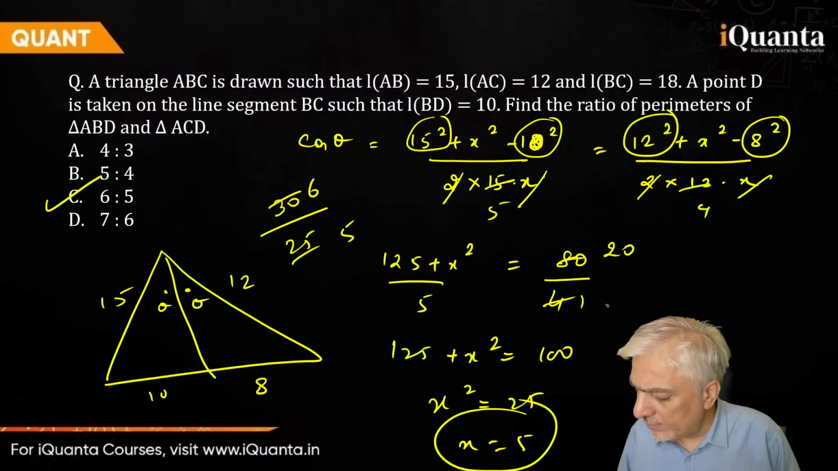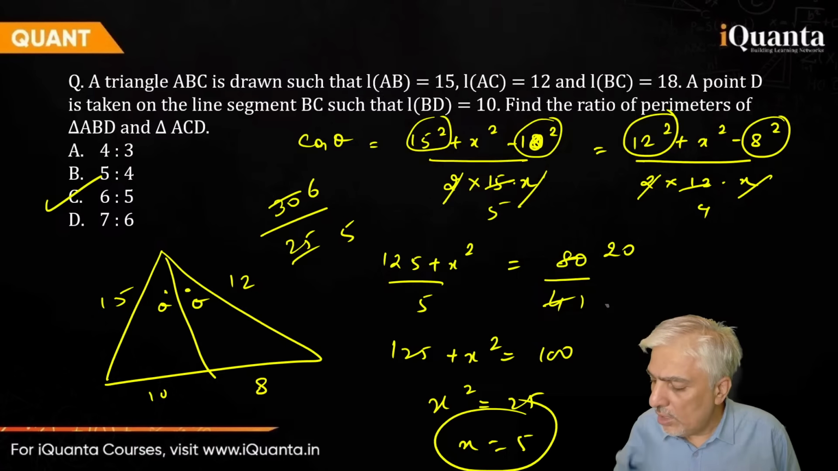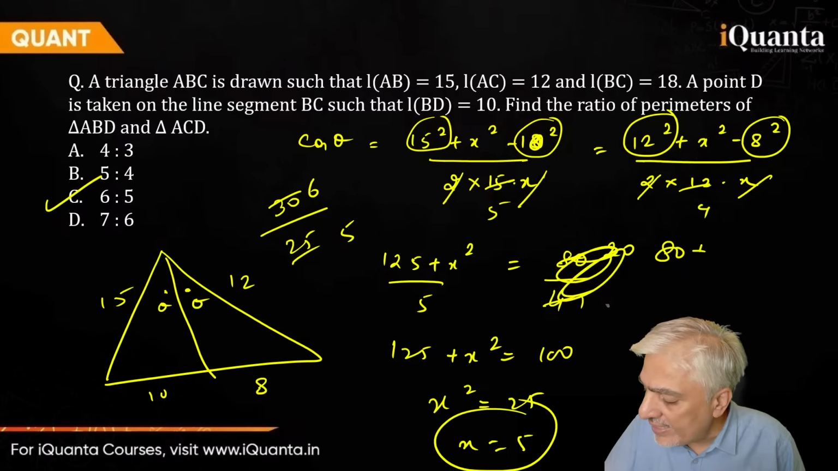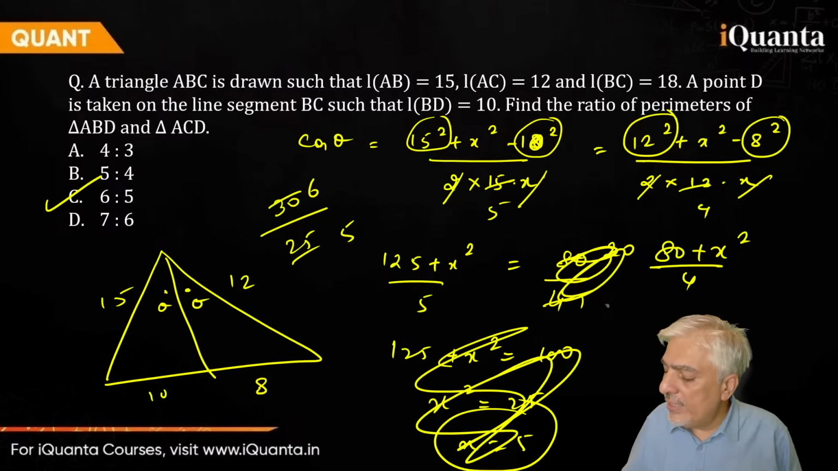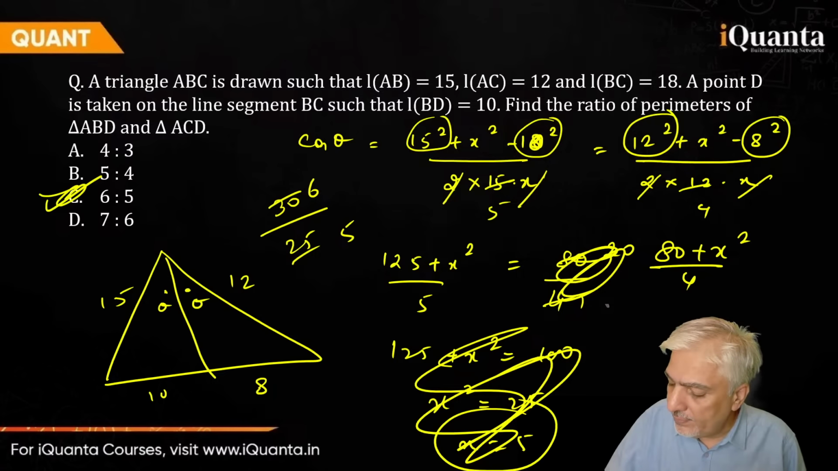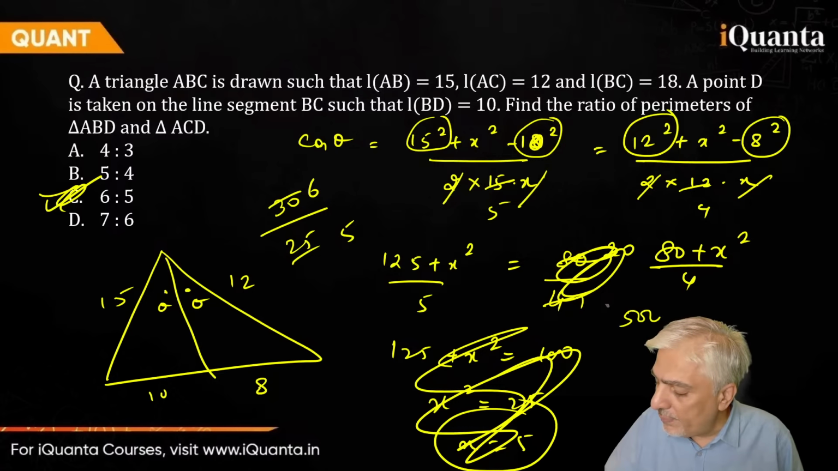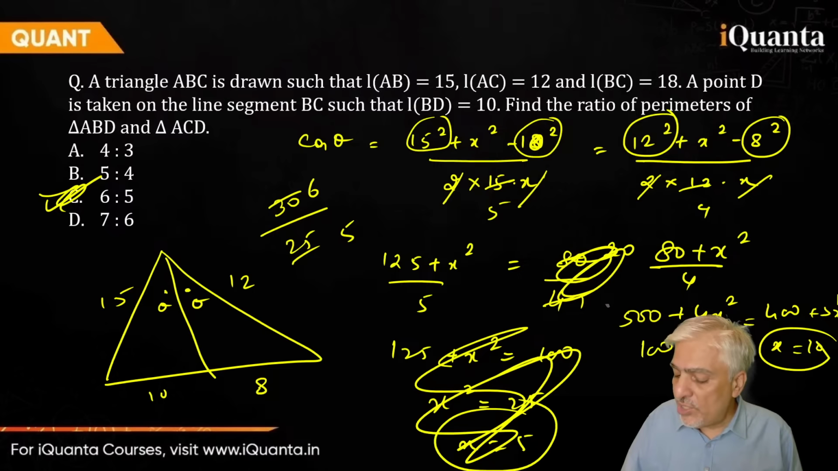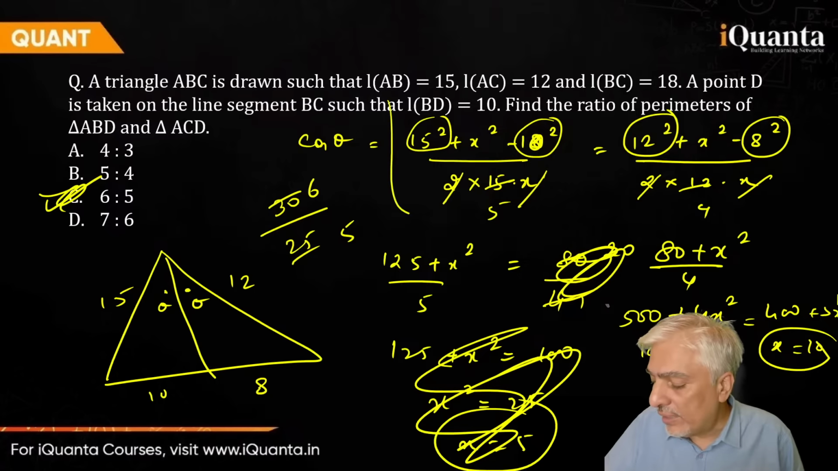80 plus x square. Oh. Yeah. 80 plus x square. Your शायद इसीलिए गलत आया. Upon 4. Let's continue इस मेथड से. क्या आएगा? 500 plus 4x square is 400 plus 5x square. 100 is equal to x square. X is coming out to be 10. Bad question, but method यही है, cosine rule वाला.